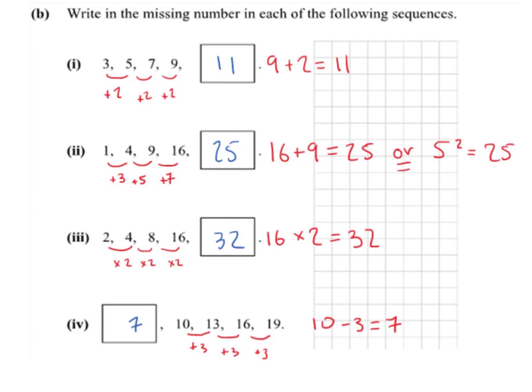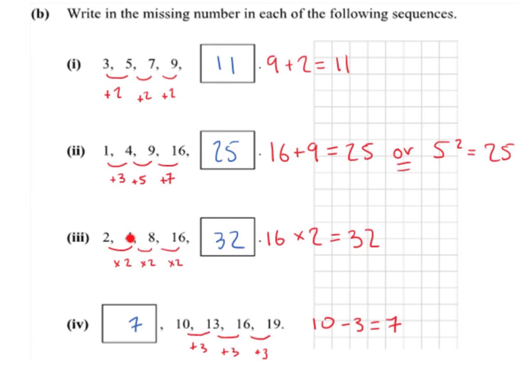Or you might have noticed that these are the square numbers. So 1 squared is 1, 2 squared is 4, 3 squared is 9, 4 squared is 16, so 5 squared would be 25. So the next term after that would be 36, because 6 squared is 36, and then 49 because 7 squared is 49, and so on.